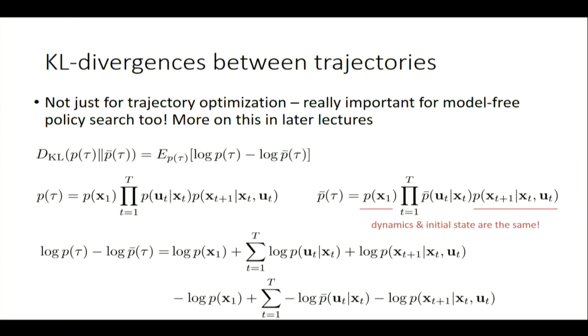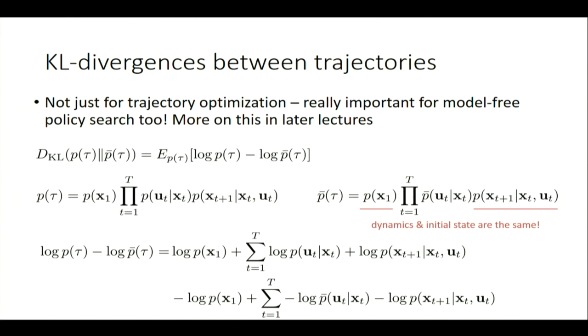And all I did here is, in the first line, I just substituted this thing and took the log of everything. So when you take the log of a product, it's the sum of logs. So that means that you have log p of x1 plus the sum over the time steps of log p of u given x and log p of xt plus 1 given xt, ut. And on the bottom is the same thing, but for p bar tau.